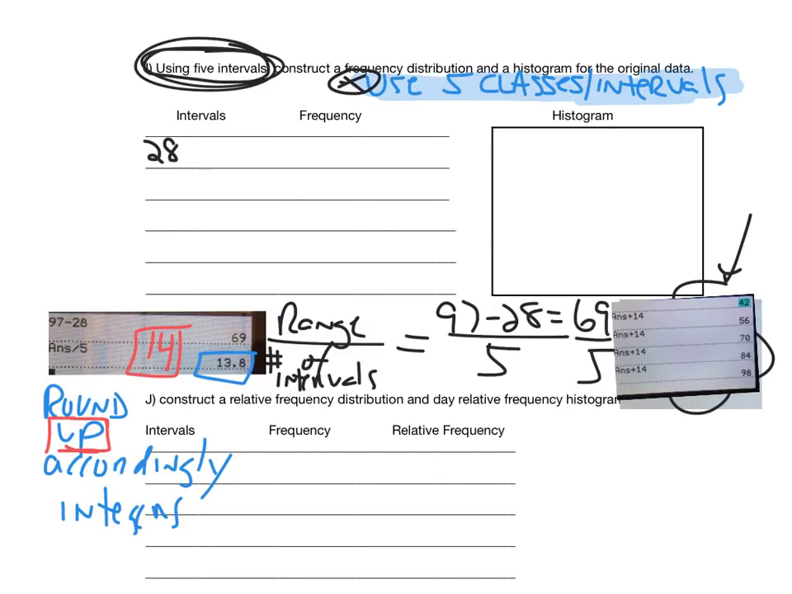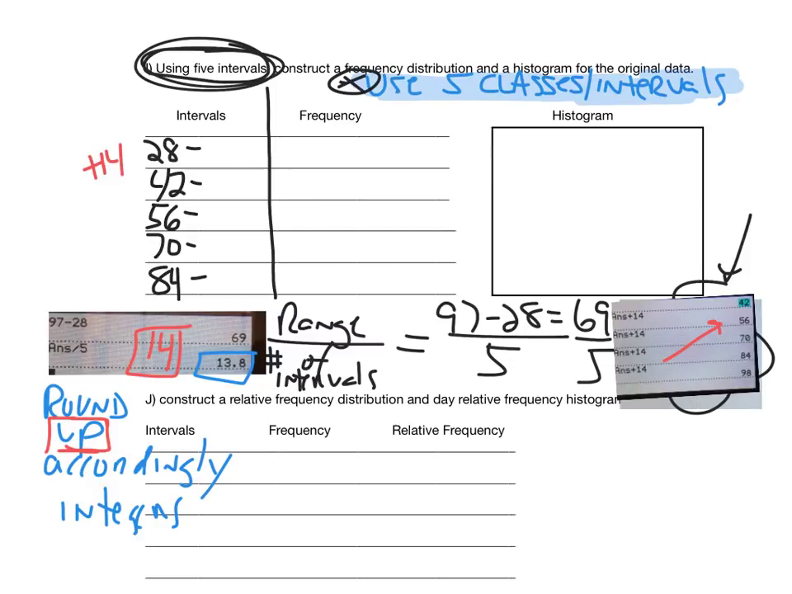What I'm going to do is keep taking that 14 value and add it to my starting interval point, which was 28. So when I take 28 plus 14, I get 42, plus 14 is 56, plus 14 is 70, plus 14 is 84. My intervals are now going to be set up.